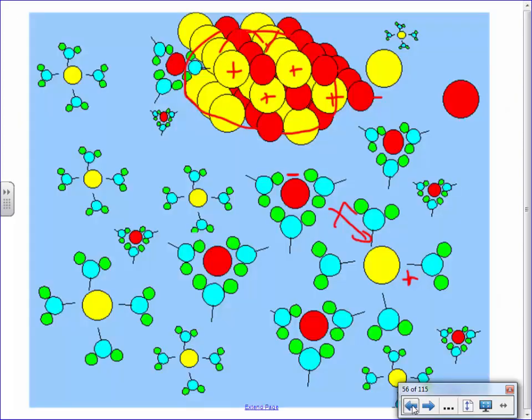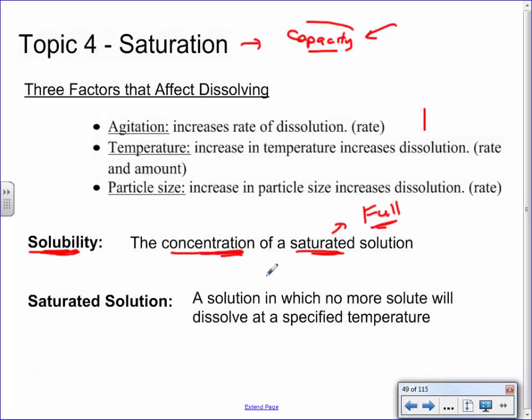So going back to my first slide here, the point I need to make, if I'm not doing a very good job of it, is that solubility is the concentration when it's full. Every solution has its own capacity. For example, salt might be full at 10 moles per liter, whereas sodium phosphate might be full at 3 moles per liter. And potassium iodide might be full at 7 moles per liter. You get what I'm saying? Every compound reacts slightly differently.